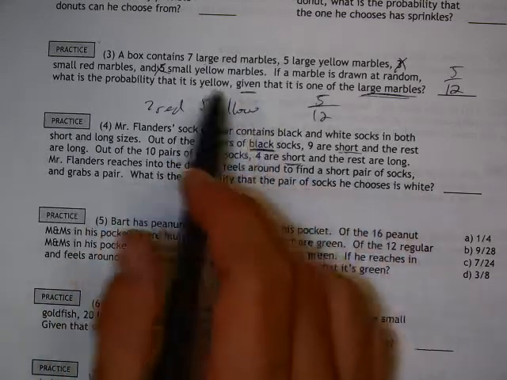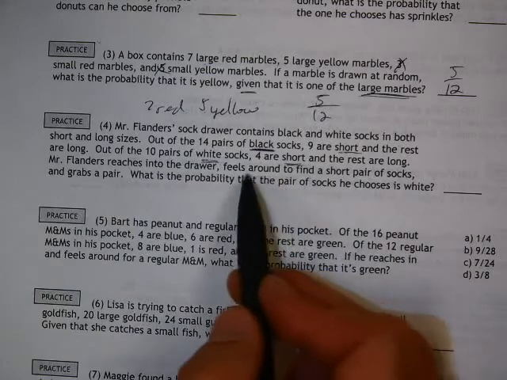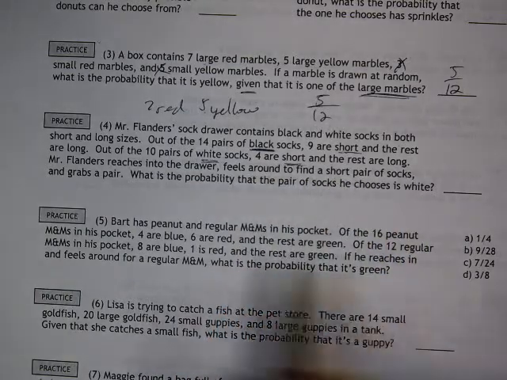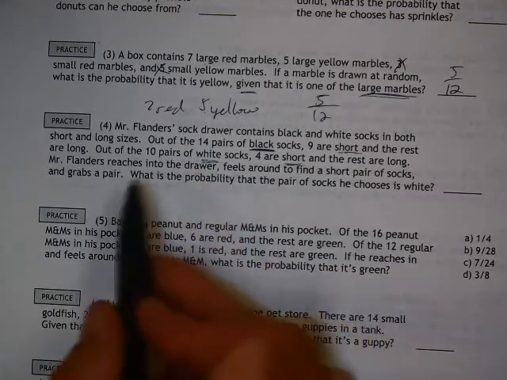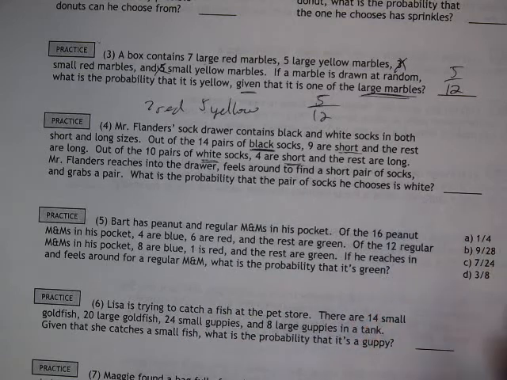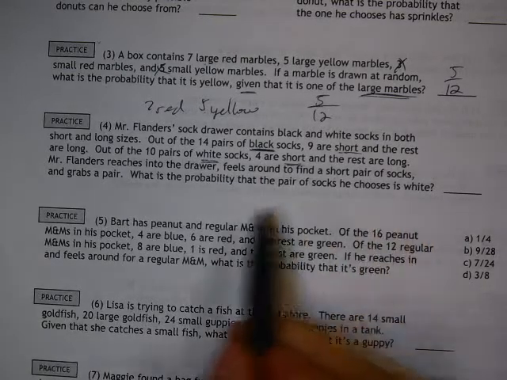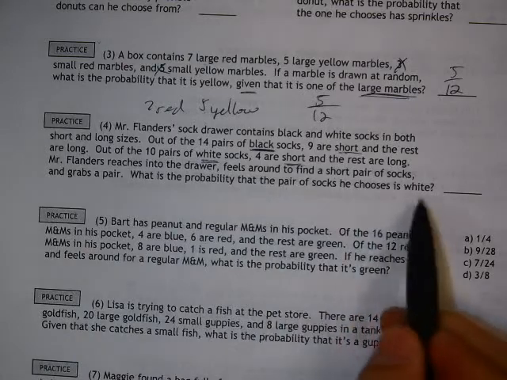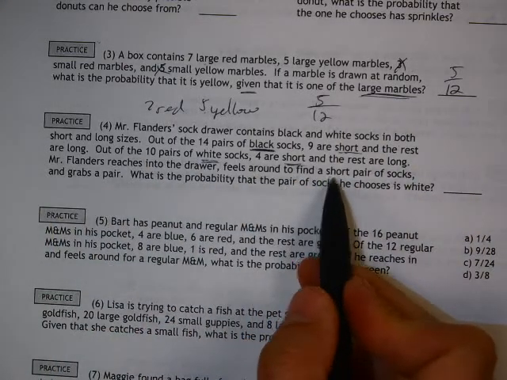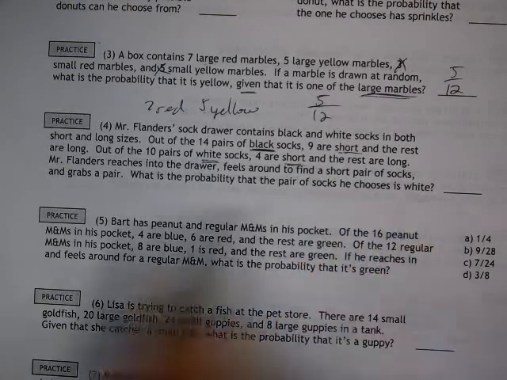So this is kind of like that given part. What we're saying here is that we know definitely that we have a short pair of socks, which means we don't need to deal with the longer socks. What is the probability that the pair of socks he chooses is white? So we know that we're looking for the short pair of socks, and we have to find how many of those short pairs of socks are white.